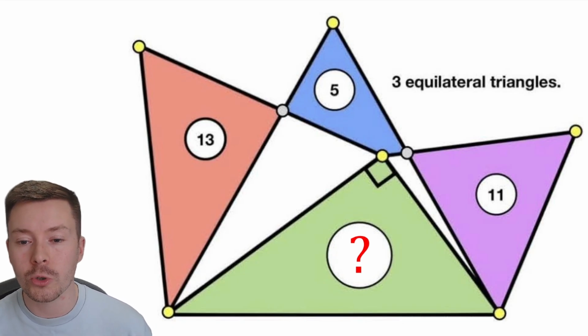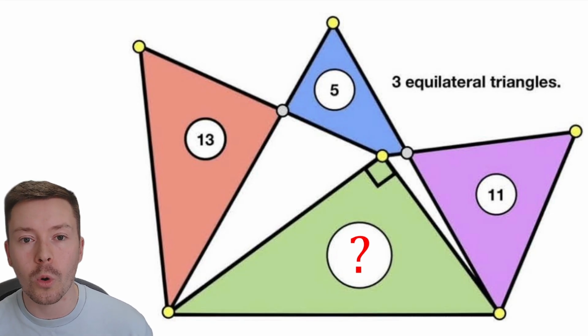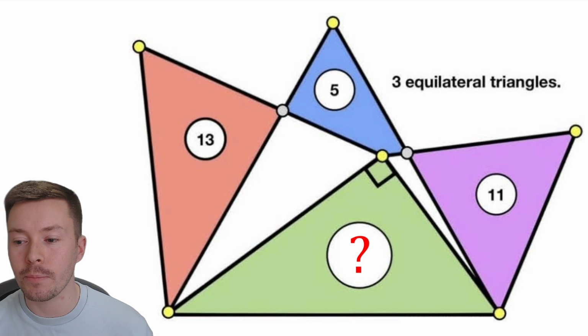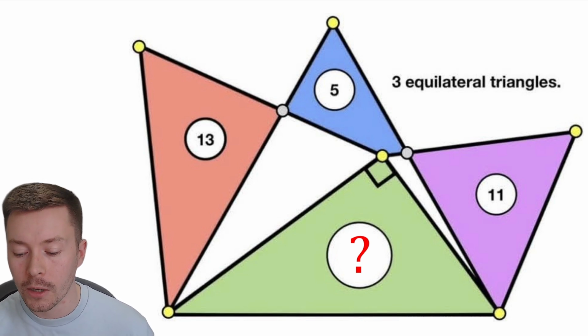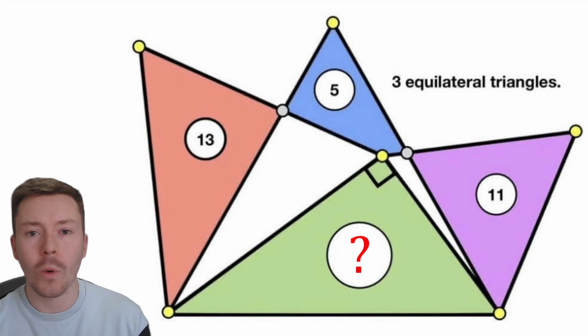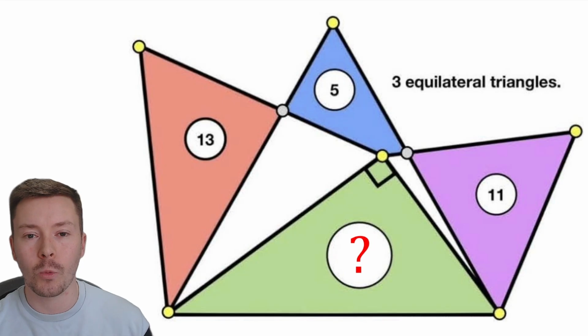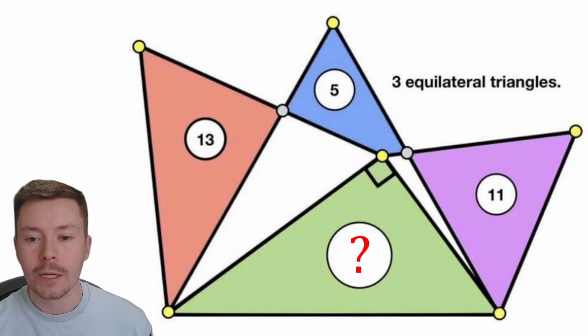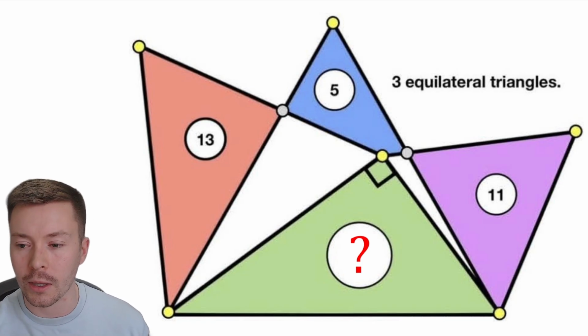So the leftmost triangle here has an area of 13. The blue quadrilateral has an area of 5. And the pink rightmost triangle has an area of 11. Now, it's all well and good me telling you there are three equilateral triangles here, but without me telling you exactly which ones are equilateral, it can be quite confusing, especially because some are very close to other triangles, such as the one on the right-hand side there.